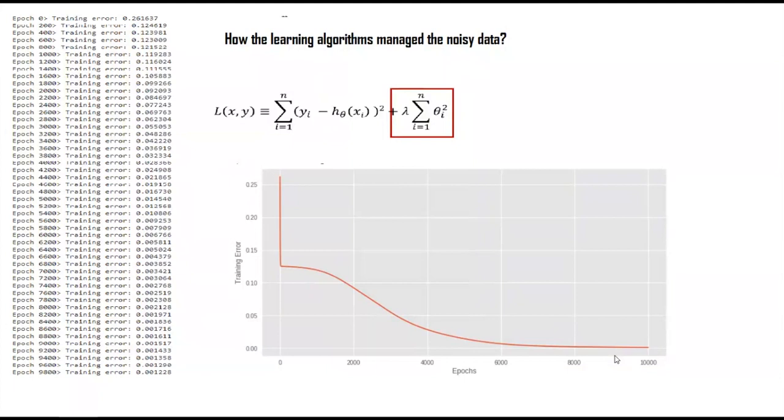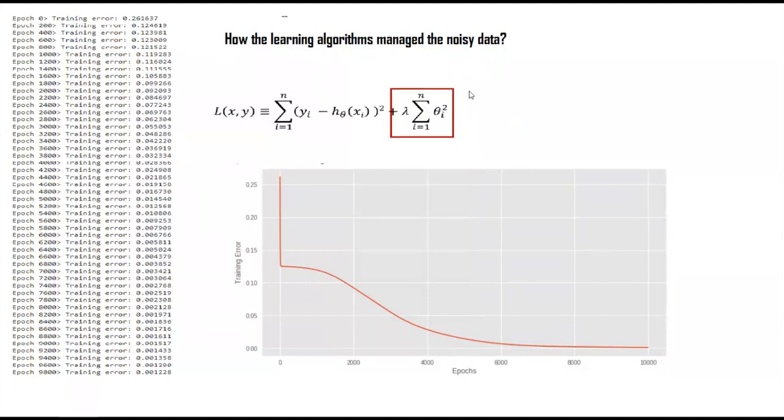And to avoid this from happening, one common technique used is called regularization. In regularization, a penalty term is added to the algorithm's cost function, as we can see in this equation. And lambda is the penalty term or regularization parameter, which determines how much to penalize the weights.